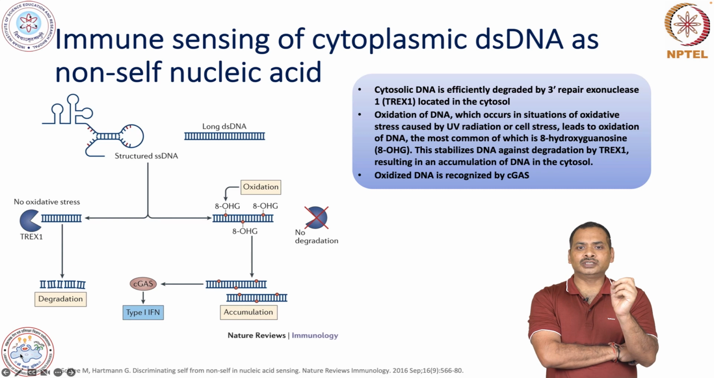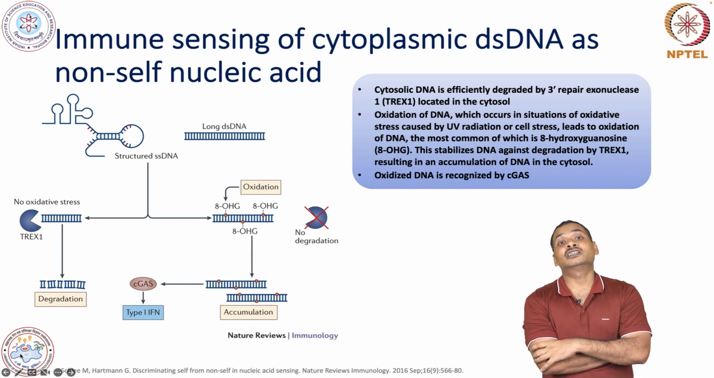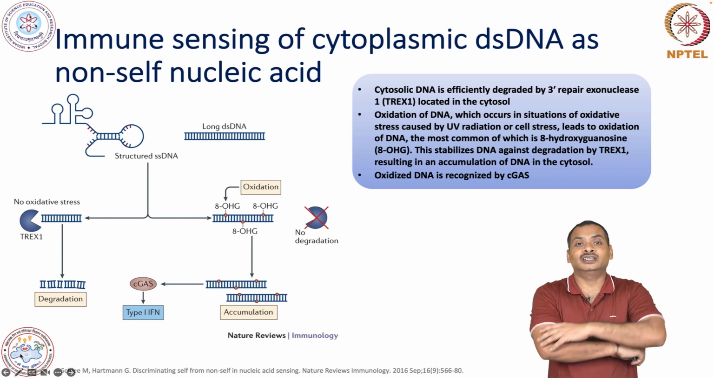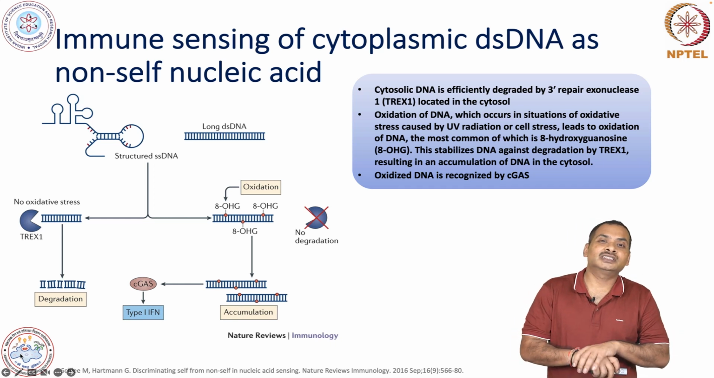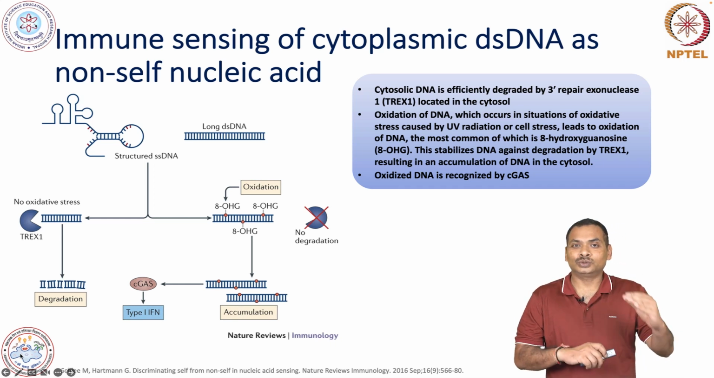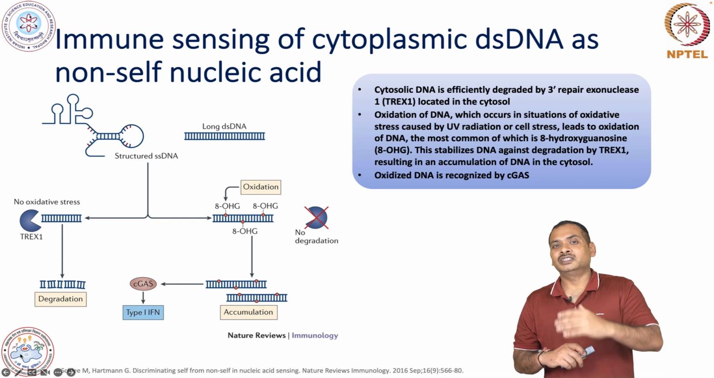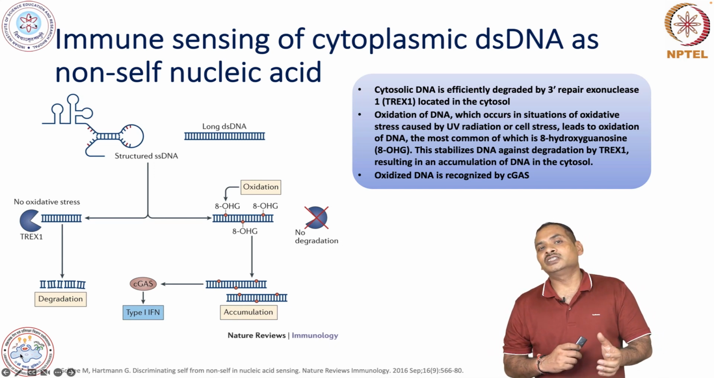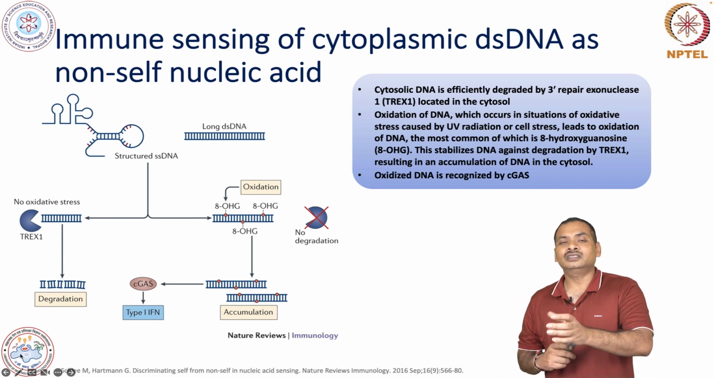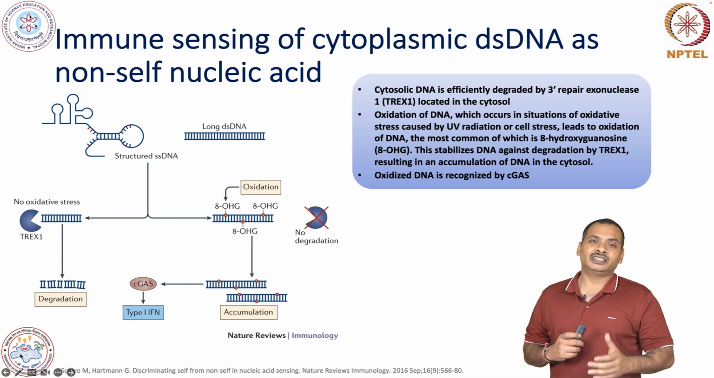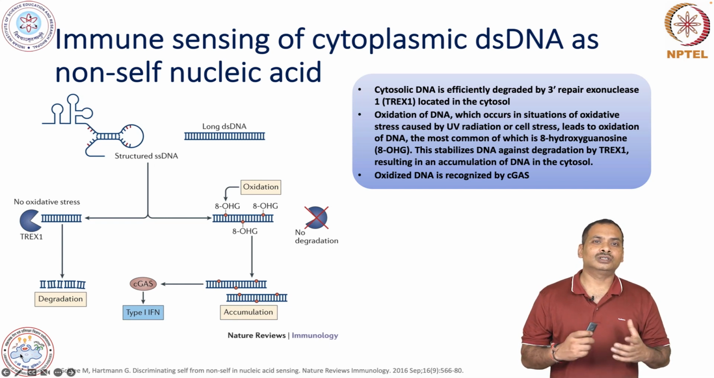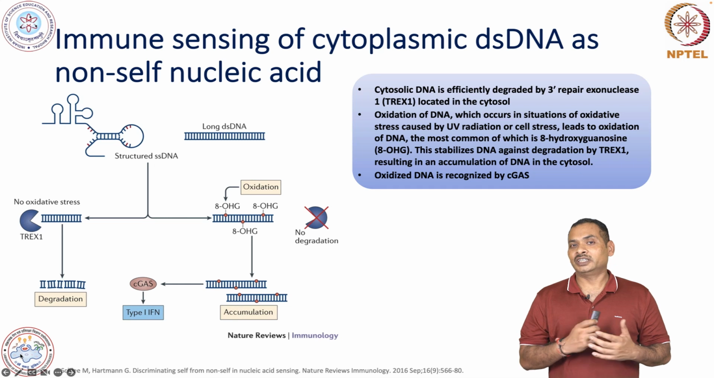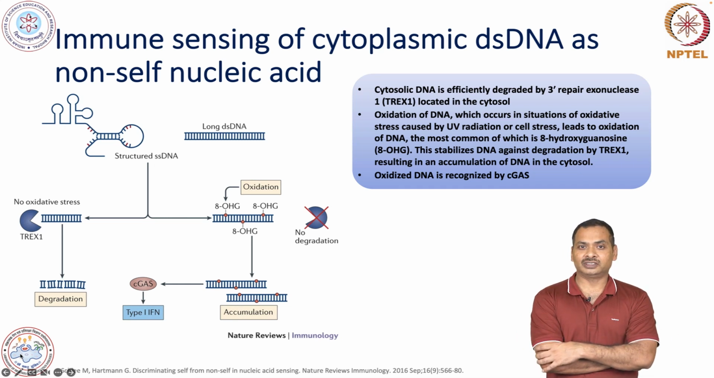Eventually, as you have studied with cGAS, this oxidized DNA is recognized by cGAS, and once it is recognized, it makes an intermediate, and this intermediate stimulates STING, which then activates downstream signaling to produce type 1 interferon and inflammatory cytokines.